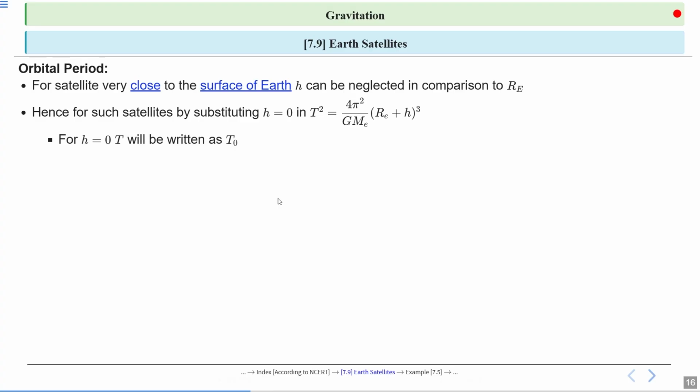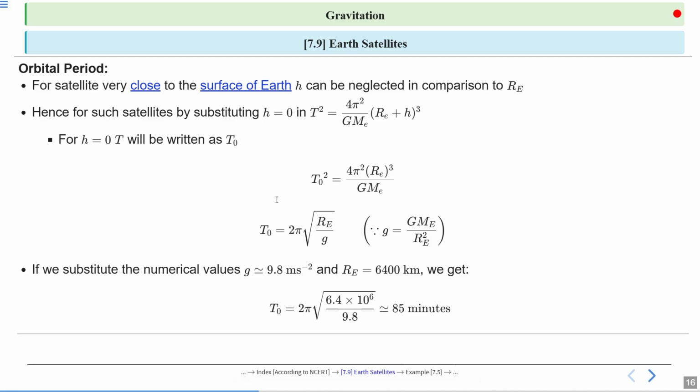For h is equal to 0, T will be written as T naught. So T naught square equal to 4 pi square Re cube divided by GMe. So T naught is equal to 2 pi into under root Re divided by g.